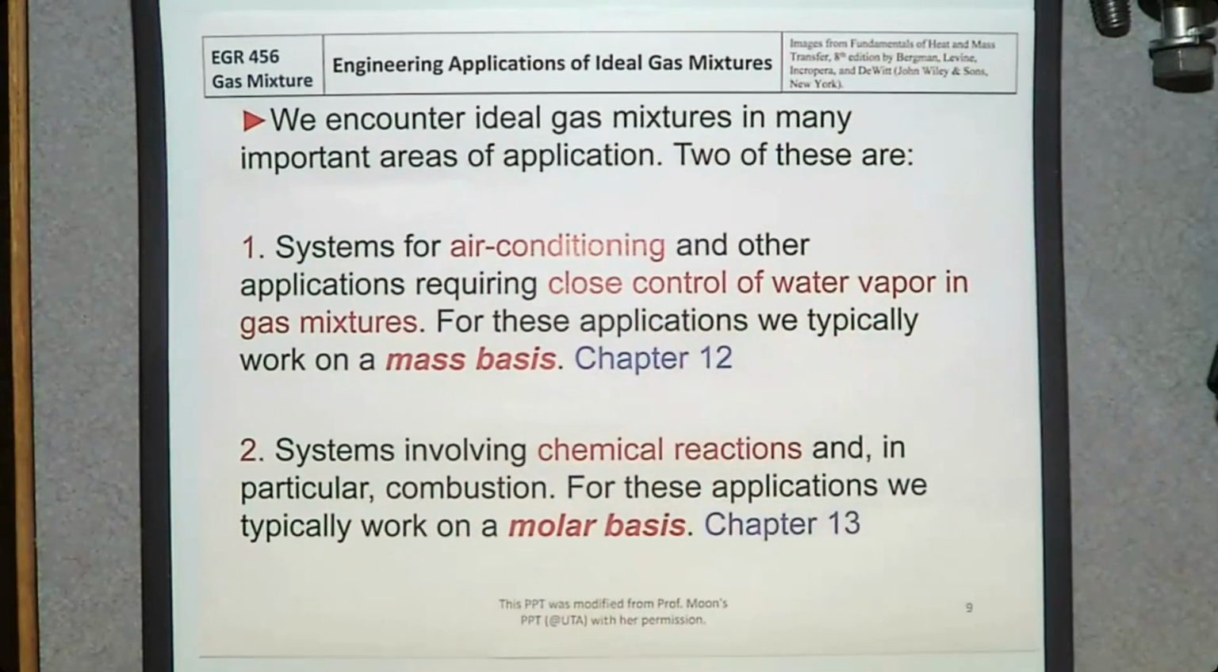Okay, now we are going to study the real thermodynamics 2. Finally, after the 3 weeks. So we are going to study chapter 12 for moist air and chapter 13 for chemical reactions. In chapter 12, we are going to study this moist air on a mass basis. Nice, right? And then go to chapter 13. We are going to study this combustion on a molar basis. Okay? So we jump first to chapter 12, moist air.